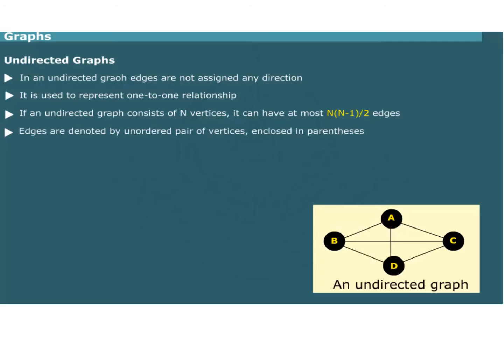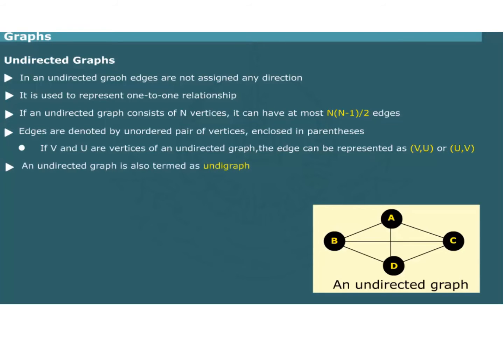The edges of an undirected graph are denoted by an unordered pair of vertices enclosed in parentheses. For example, an edge connecting vertices V and U is represented as (U, V). Note that (U, V) and (V, U) represent the same edge. An undirected graph is also termed as an undigraph.